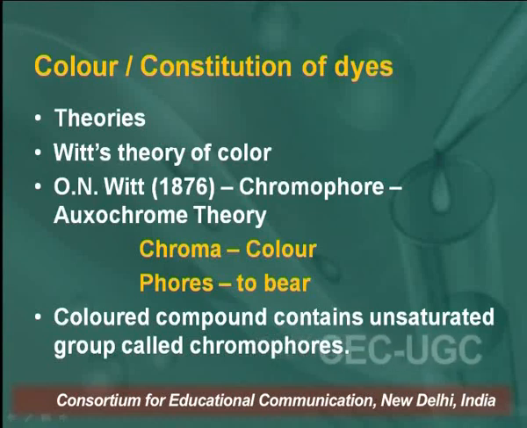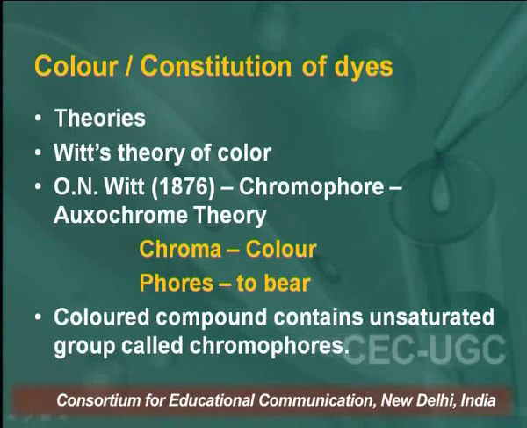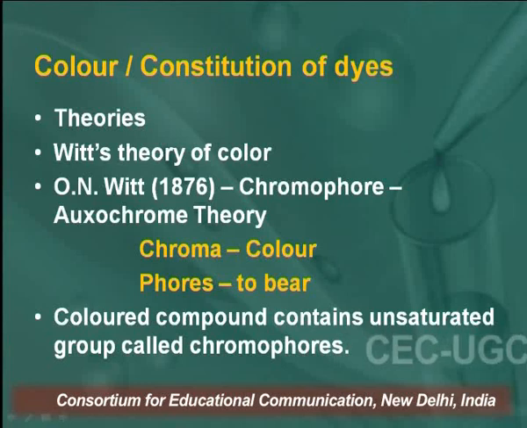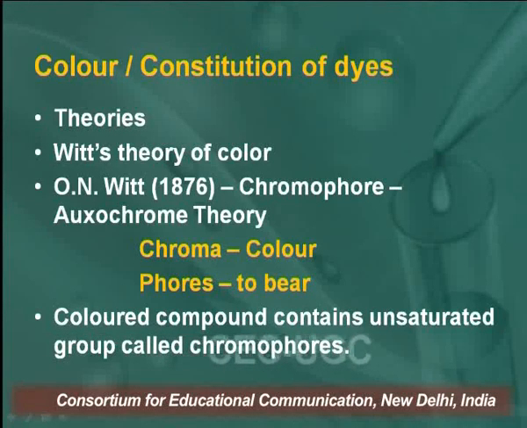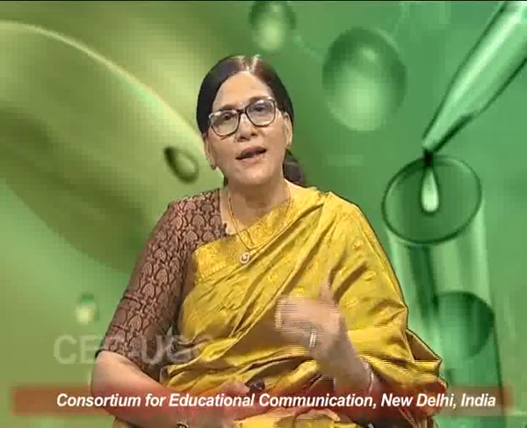While working on some organic compounds, he observed that some colored compounds contain unsaturated groups, which are called chromophores. Chromo means color and phore means to bear. So, certain organic compounds contain chromophores, and he gave the chromophore-auxochrome theory. Chromophores are color bearing groups, but auxochromes are color deepening groups.